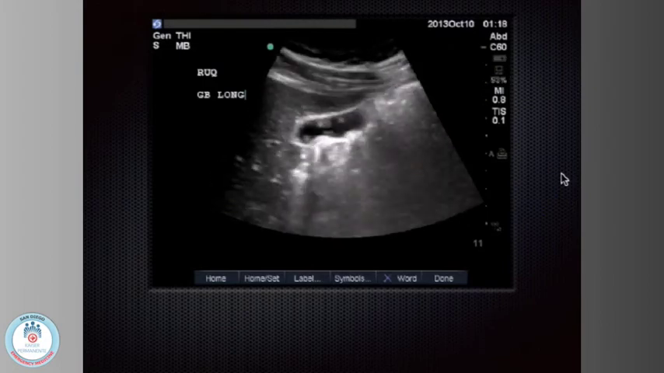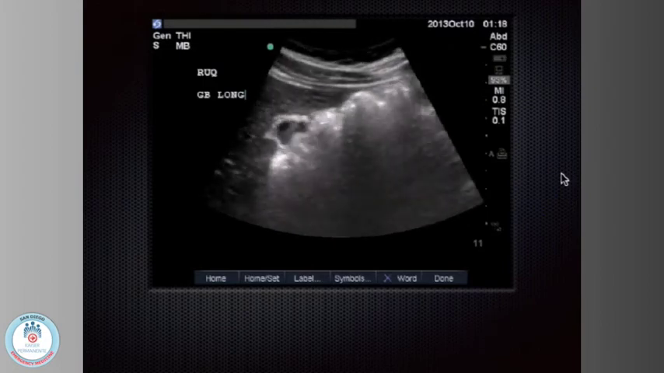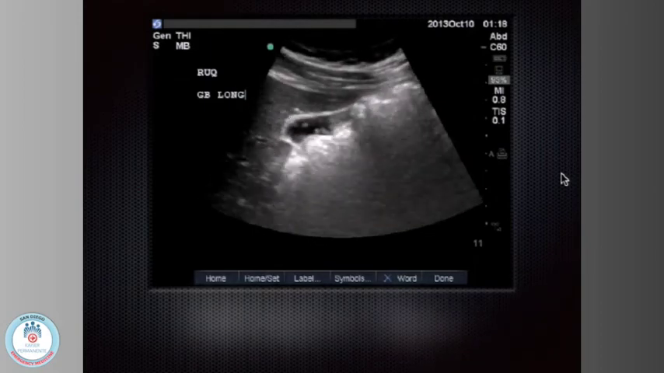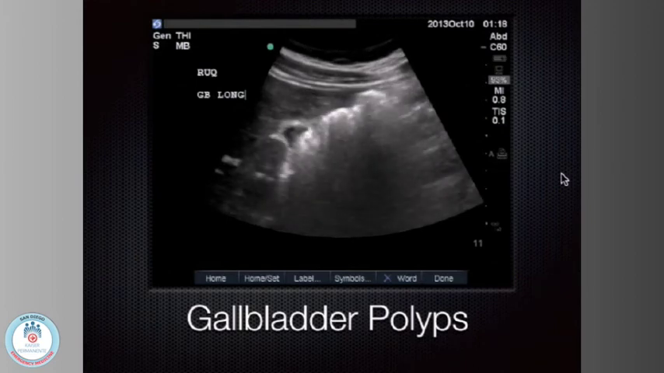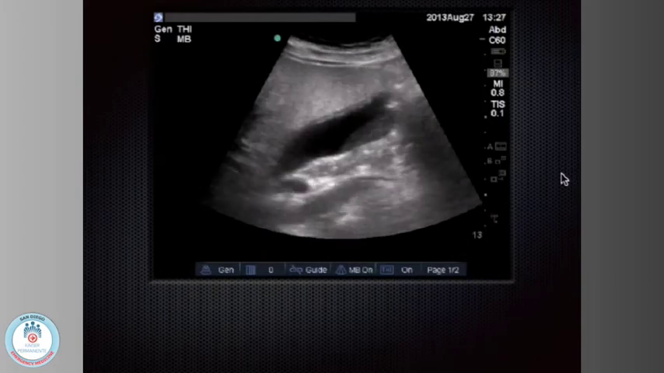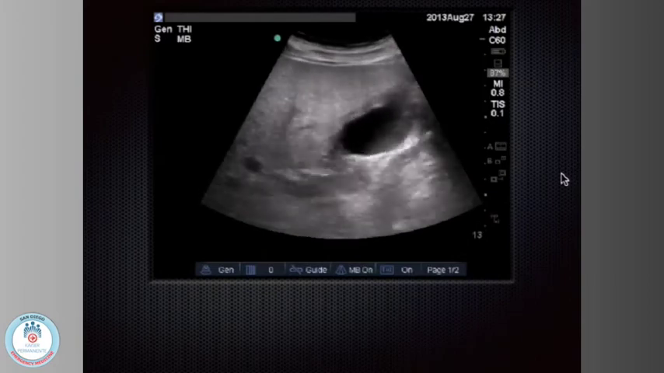What do you think is going on in this slide here? Yeah, those are gallbladder polyps, exactly. It's kind of cool to see those little dingleberries hanging off of the gallbladder there. Gallbladder dingleberries. How about this one?